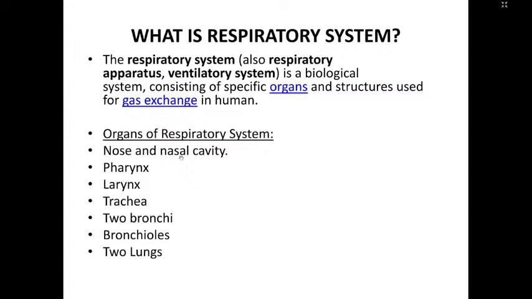Then your lung tissue, and then there is the pleural space. Then there are the intercostal muscles and the rib cage, and below it is the diaphragm. And the medulla oblongata is controlling your respiration.